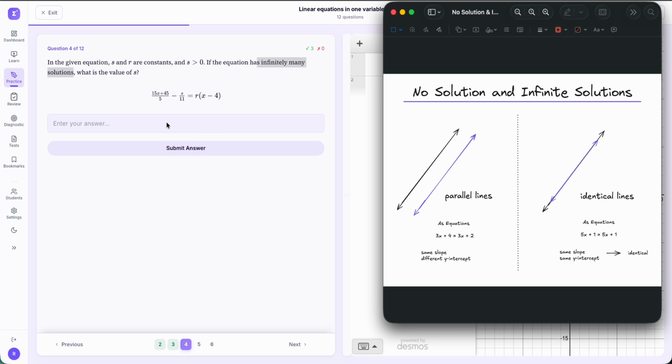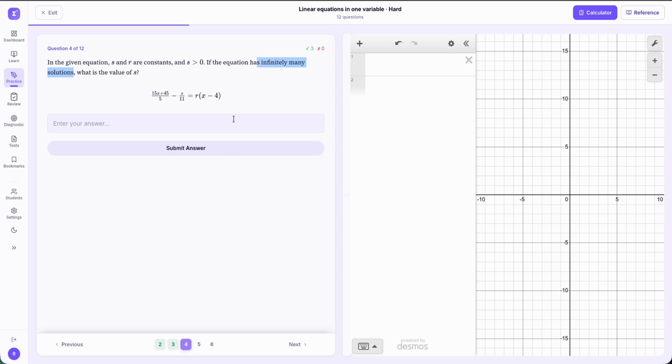What does it mean for their equations? Because we're looking at equations here. You see, it means their equations literally have to be identical. Same slope, same y-intercept, right?